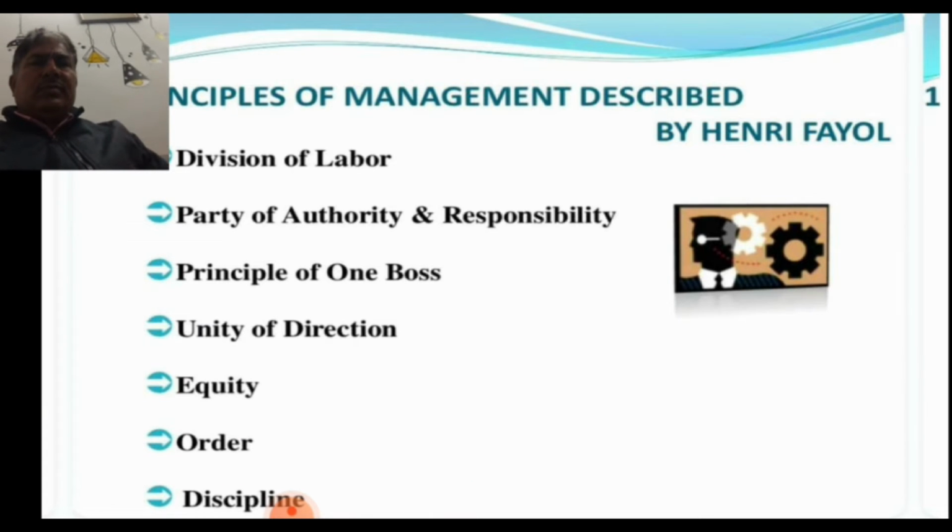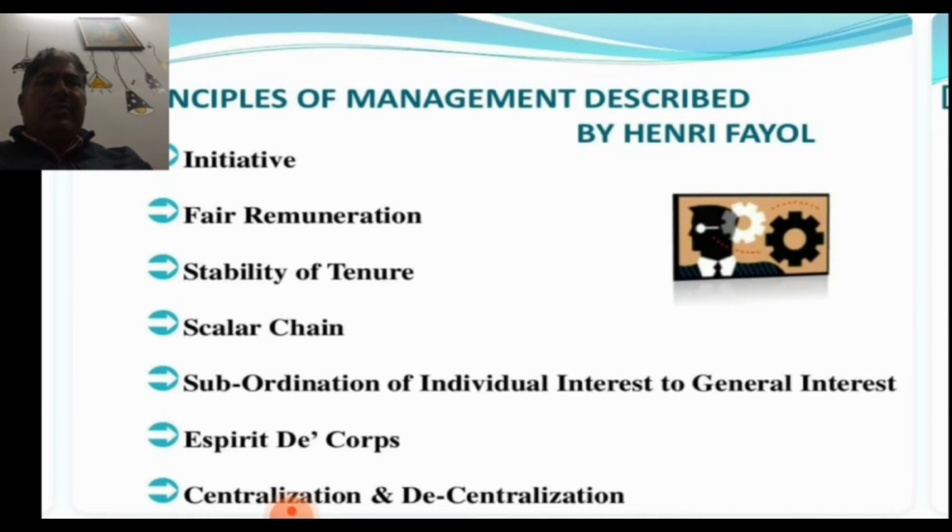Unity of command, one boss. Unity of direction. A superior directs the subordinate and gives the assignment. Each and every person behaves equally to each other. Order must be obeyed. An assignment must be done in a disciplined manner. Initiative, work, fair remuneration must be provided. Stability of tenure, scalar chain. Orders must go through in a chain.